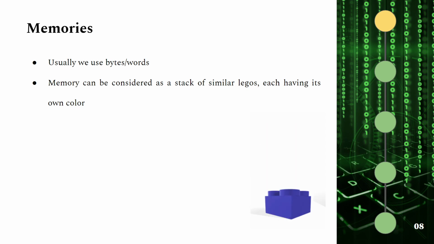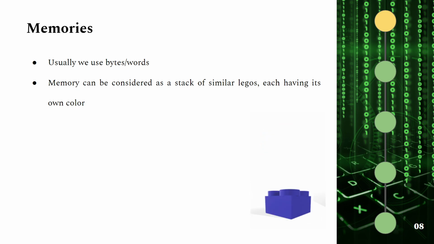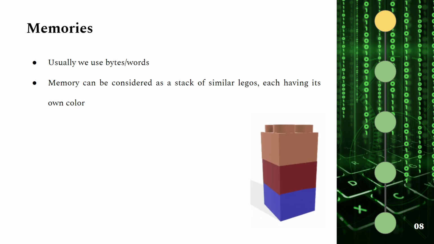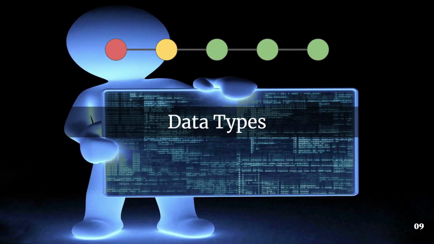For memories, we usually use bytes or words as mentioned before, and you can consider them to be a stack of similar Legos, each having its own color. Well, why are we talking about colors and stuff? It's quite hard to express it right now. Before that, we do need to understand data types. So let's move on to our next topic, which is data types.